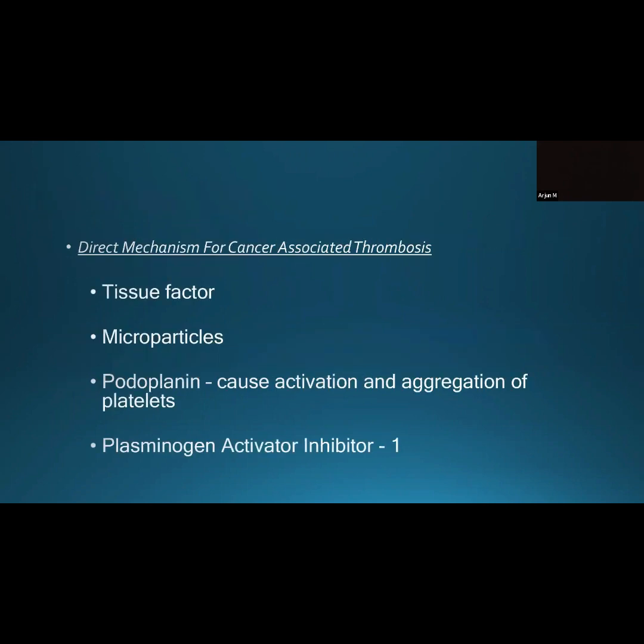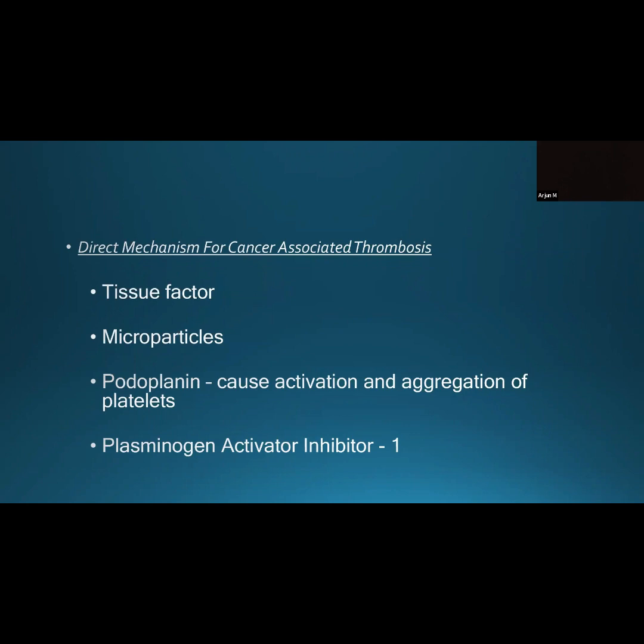With regards to the mechanism of development of cancer-associated thrombosis, even though the complete mechanism is not clear, we have two pathways. One is the direct mechanism and the other is the indirect mechanism. In the direct mechanism, there are multiple factors. I'll briefly talk about each factor. Tissue factor is a tumor-derived procoagulant protein. It activates the extrinsic pathway and causes thrombus formation.